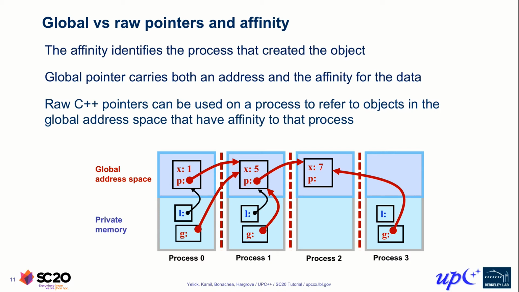And so the affinity of these pointers in a global pointer identifies the process that created the object. If you recall, I said that when you allocate an object, it's going to be put in the part of the address space, the segment of the address space, that's associated with that process. The global pointer then carries the information about where that object lives in memory, its address, and the affinity for the data. Whereas raw C++ pointers can only be used to refer to objects in the global address space that have affinity to that process, as you can see in the picture here.